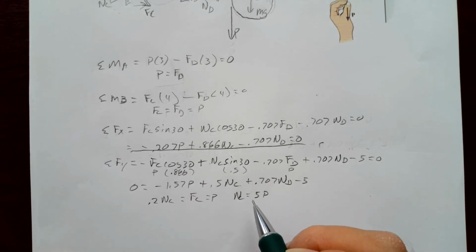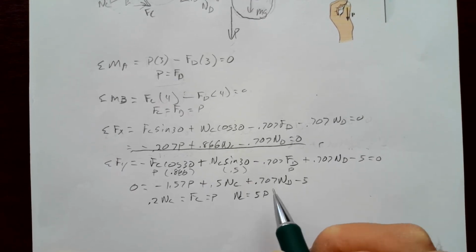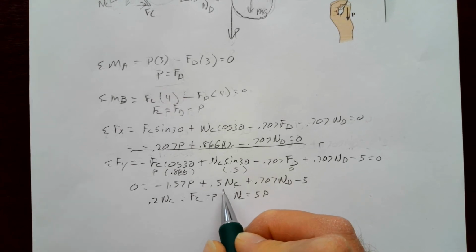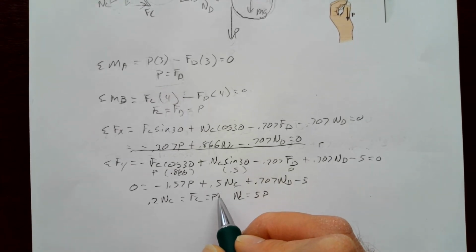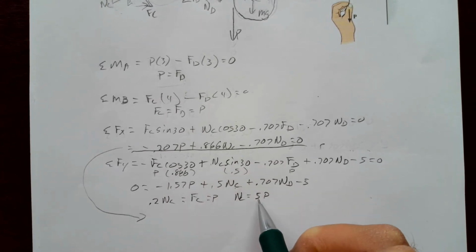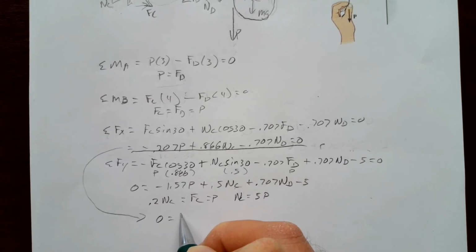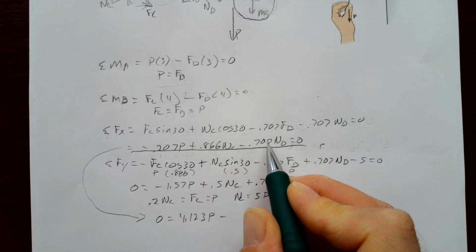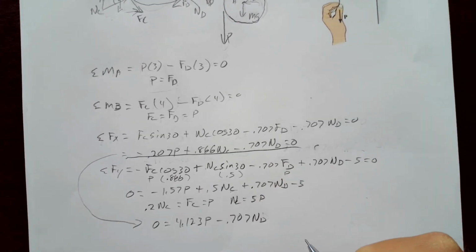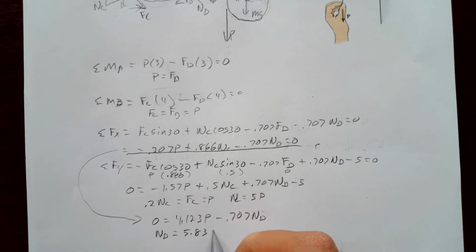So if we put that into this equation, NC is 5P, let's put it into this equation. We put it in right there and combine those two, and we get 0 is equal to 4.123P minus 0.707 ND. And out of that we can find, moving this to the other side and dividing by 0.707, ND equals 5.83P.